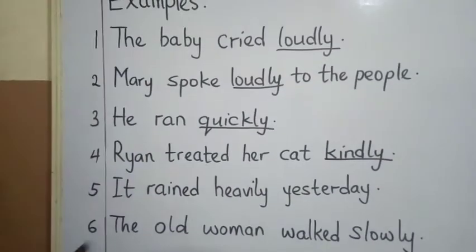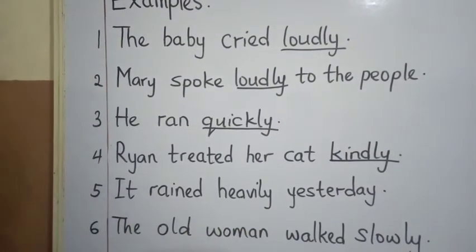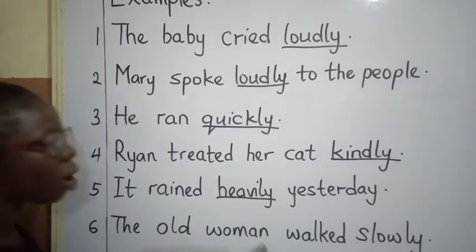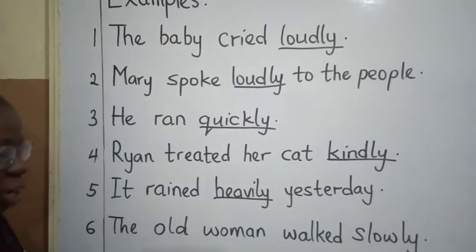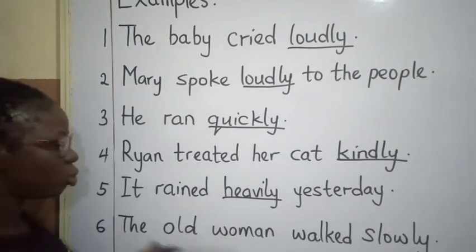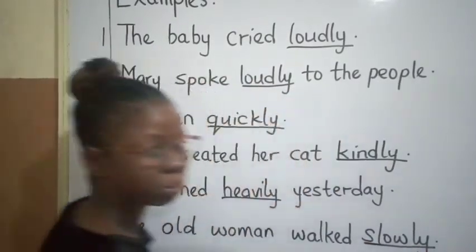Then number 5 says, it rained heavily yesterday. How did it rain yesterday? Heavily. It rained heavily. Now 6, the old woman walked slowly. You know people, they walk slowly. So, what describes how the old woman walked? That is the word slowly.